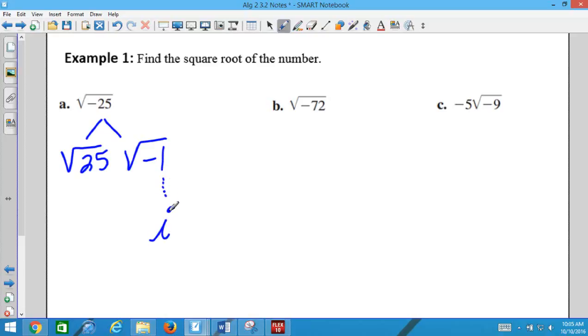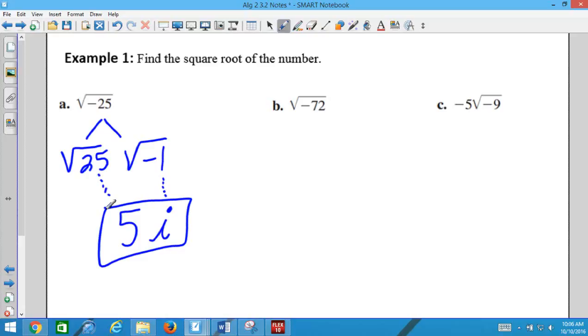Lowercase cursive i. Okay. What is the square root of 25? 5. So my answer is, and this is the order of writing it, 5i. We're going to treat i like it is a variable, even though it's not a variable. It is a number, it's the square root of -1. But we're going to treat it like it's a variable. So we would normally write 5x, we're going to write 5i.